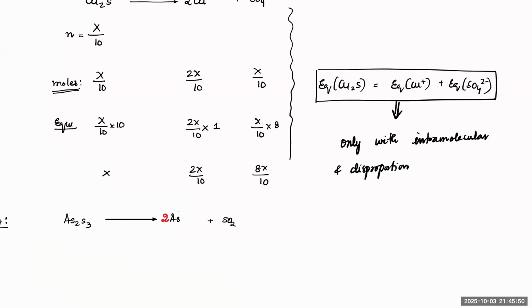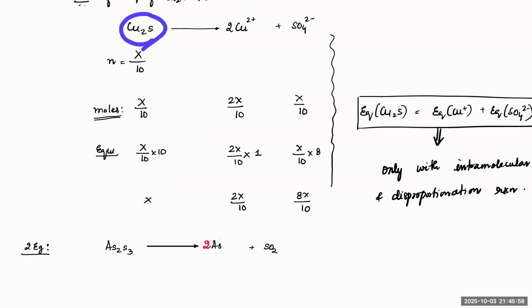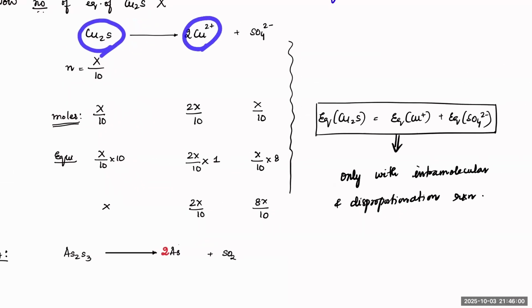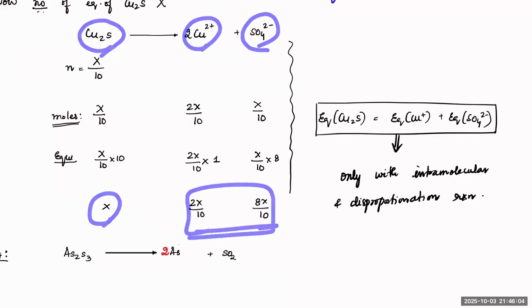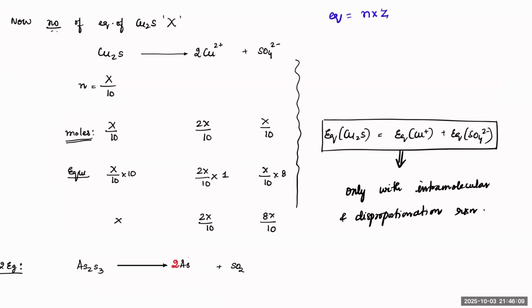Because in disproportionation also only one atom or one molecule is involved. So whatever the number of equivalents of Cu2+, that has to be the same as the number of equivalents of this one plus this one. That's why if you add these two, you'll again get X only. So this is a proof that the number of equivalents of the reactants will be equal to the sum of the number of equivalents of the products. Got it? In which case? In disproportionation or intramolecular.